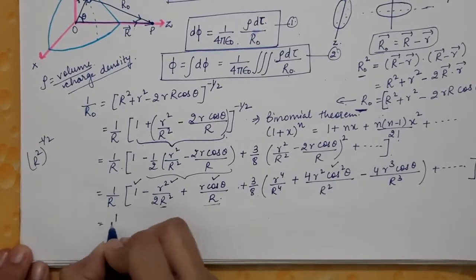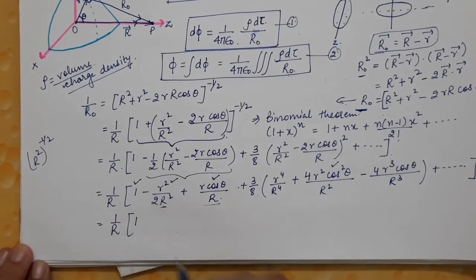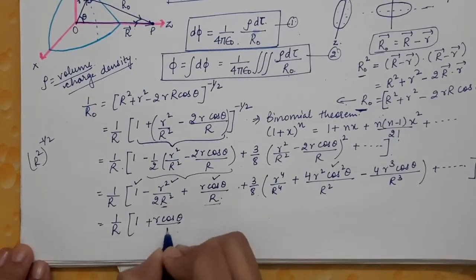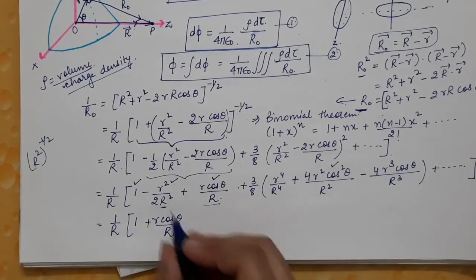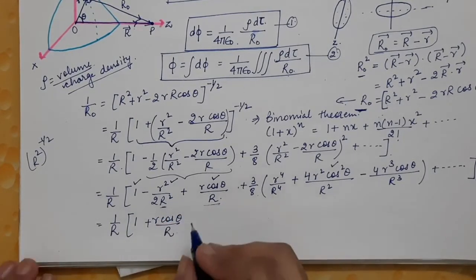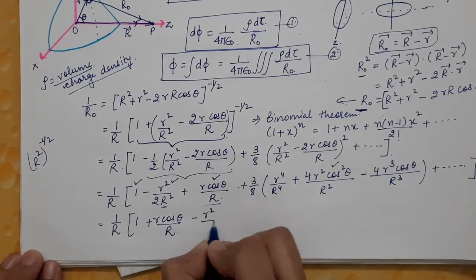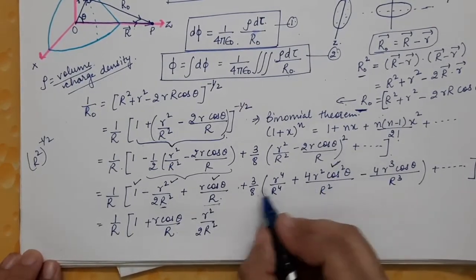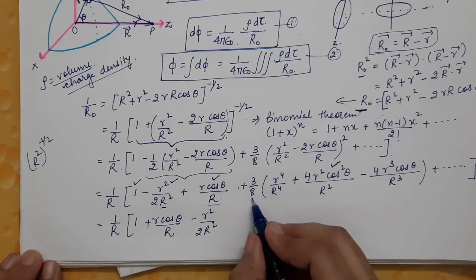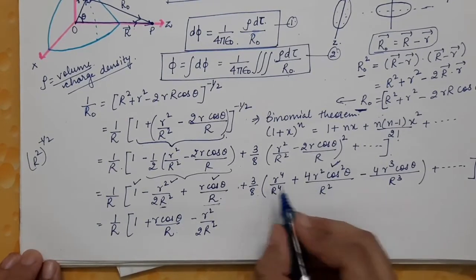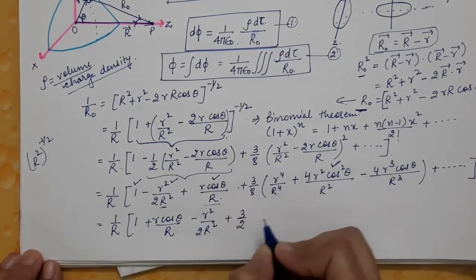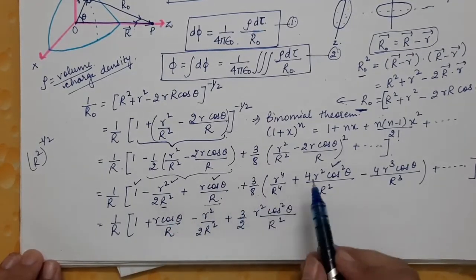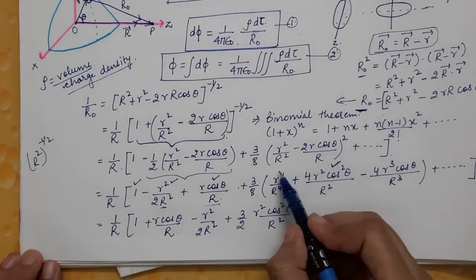So this will be equal to 1 by capital R; the 1 will be as it is. Then we have the r power 1 term, which will be r cos theta divided by capital R square. Then we will have the r square term, that is the small r square term. So that will be equal to minus r square by 2 capital R square, and from here this small r square term will be simplified. Outside the bracket we have 3 by 8, so we multiply and this will be equal to 3 by 2. So plus 3 by 2 r square cos square theta divided by capital R square.